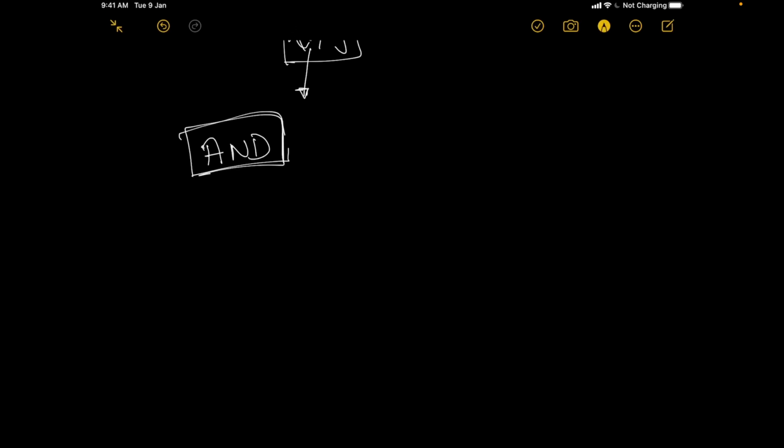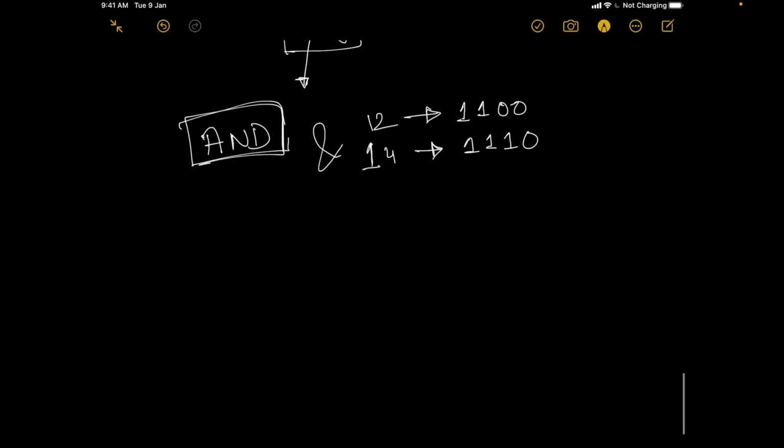So what is the AND operation? Firstly, let's talk of two numbers. Let's say I'll take 12, and I'll take, let's say, 14. So the representation of 14 is 1110, right? Now I say AND these two numbers up.